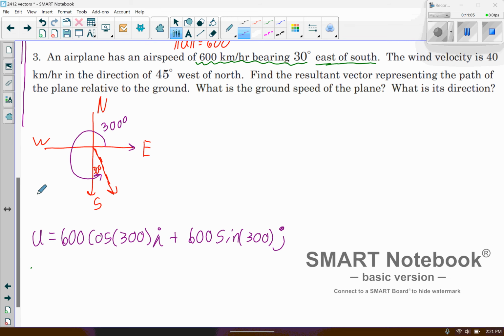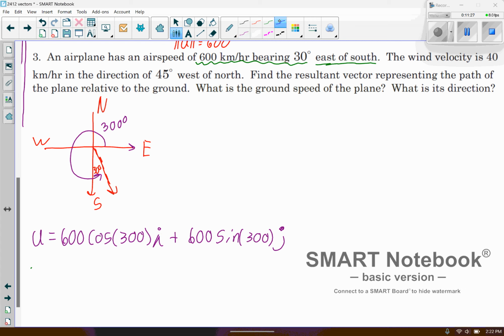But then number 8, they want you to take it a step further. They want you to find the vector for the wind, and then we're going to add them together. Once we add them together, we are going to use the calculator, because we're not going to be able to do that without it, and I'll show you how to do that in just a second. Let's go ahead and figure out the vector for the wind.